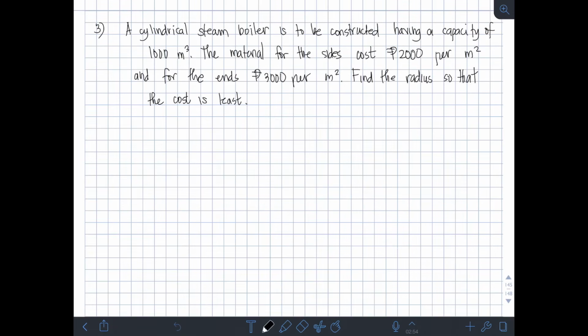Okay? Next, we have a cylindrical steam boiler is to be constructed having a capacity of 1,000 cubic meter. The material for the sides cost 2,000 pesos per square meter and for the ends 3,000 pesos per square meter. Find the radius so that the cost is least. Okay, so meron daw tayong cylindrical steam boiler. So let's say ito yung radius niya, tapos ito yung height.